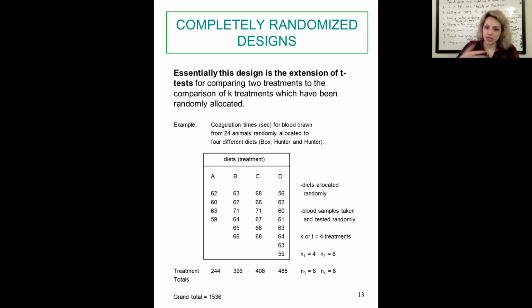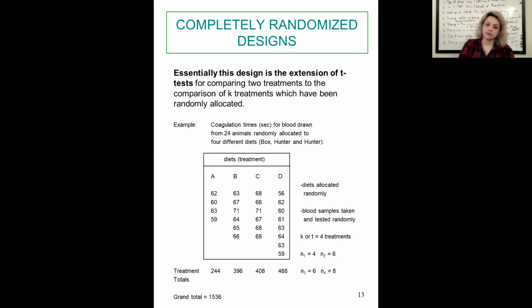So I would say I have 4 treatments, and for each of these treatments I have the number of data points. For treatment number 1, we have 4 data points. You can see like 62, 60, 63, 59. For treatment number 2, which is B, I have 6 data points. For treatment number 3, which is C here, I have 6 data points, and for treatment number 4, which is diet D, I have 8 data points. So N4 is going to be equal to 8.